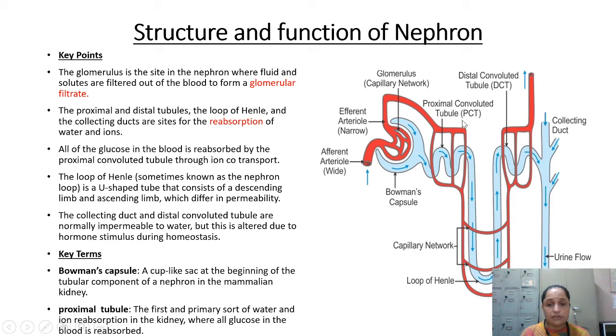ठीक है. Proximal tubule, ट्यूब है proximal यानी Bowman capsule के पास वाली. The first and the primary site of water and ion reabsorption in the kidney, where all glucose in the blood is reabsorbed. तो जितना भी ग्लूकोज है सबको सब reabsorb करना है. कौन से पार्ट में करेंगे ये? पीसीटी के अंदर जितना भी ग्लूकोज है वो reabsorb कर लिया जाएगा इस रीनल वीन के थ्रू.